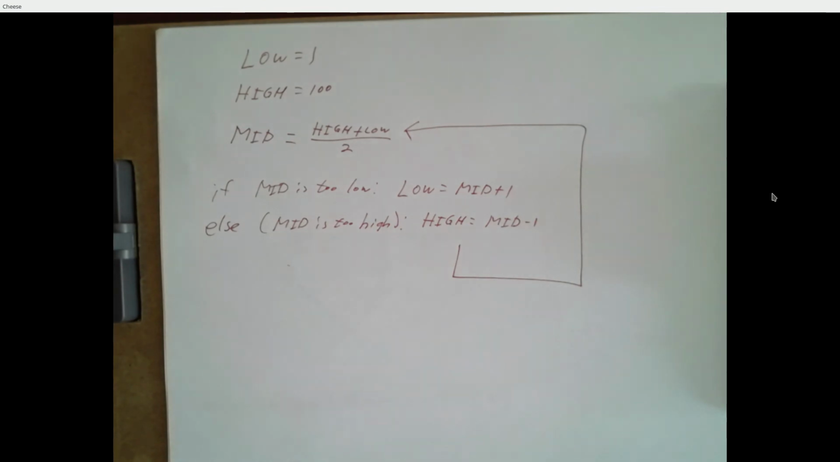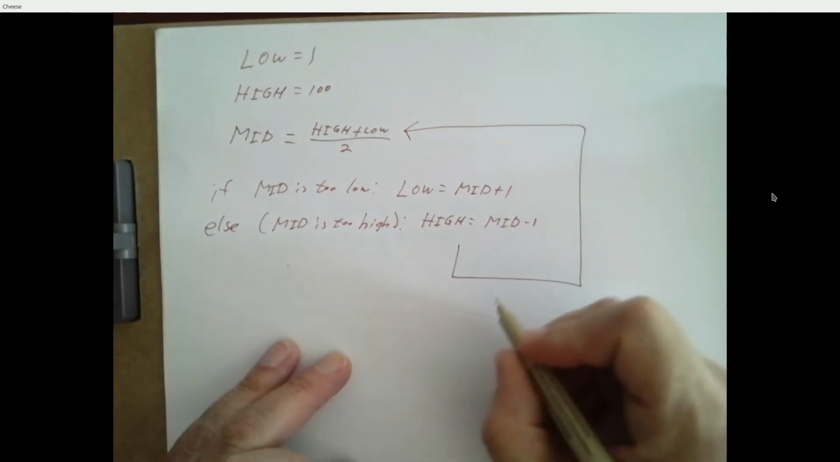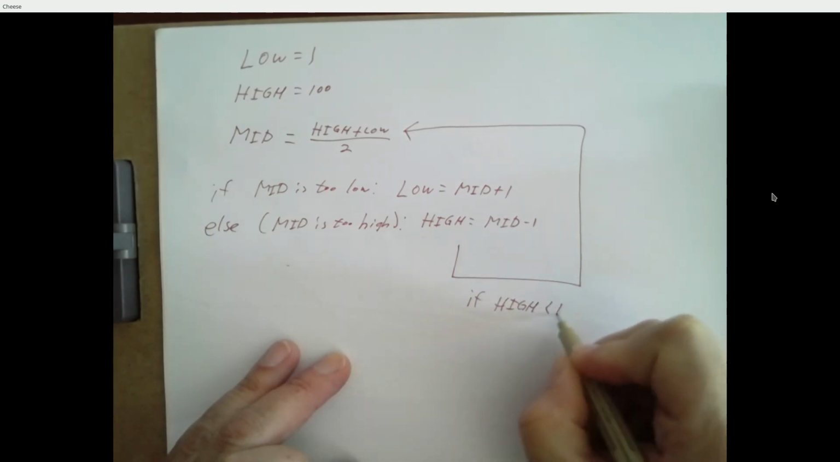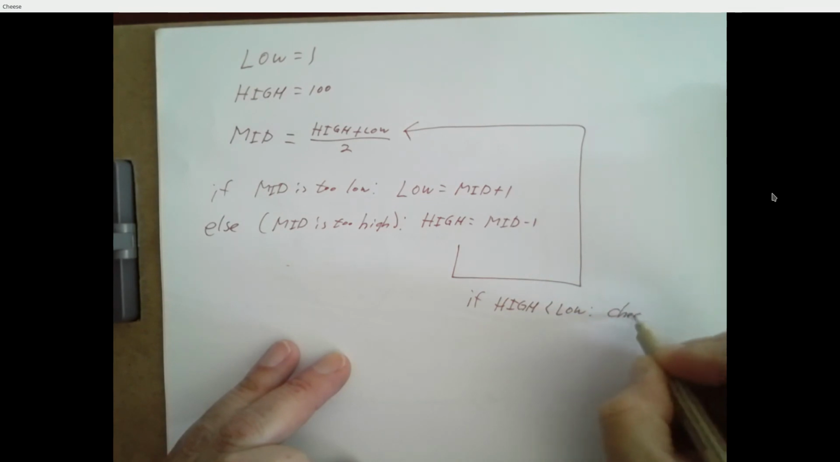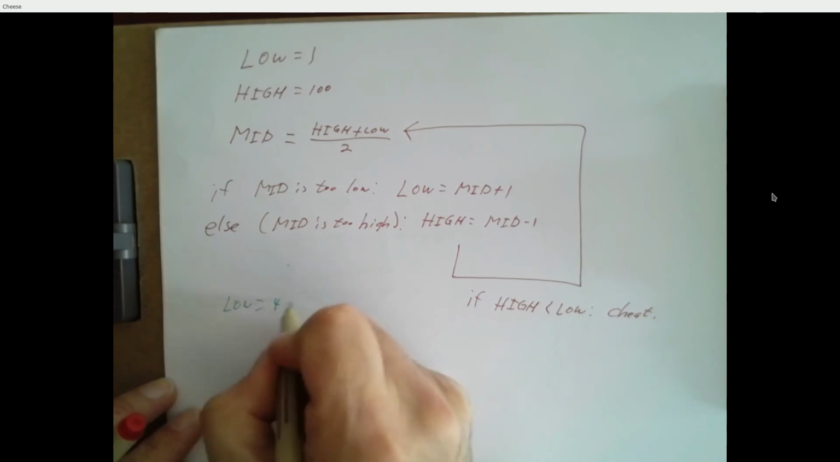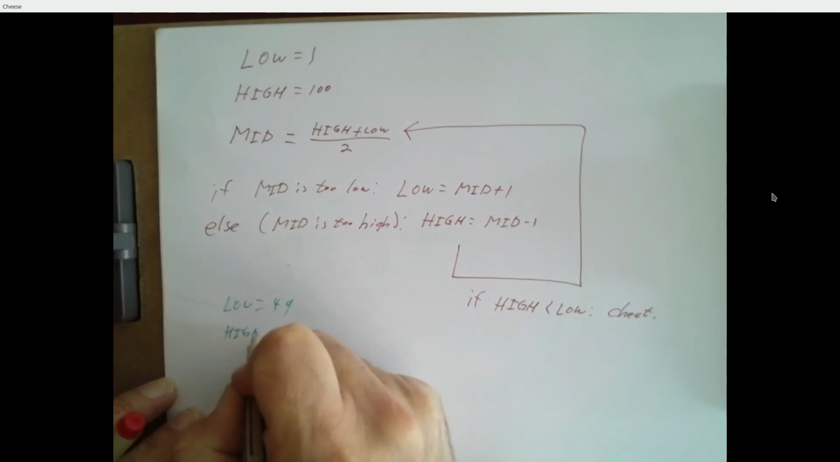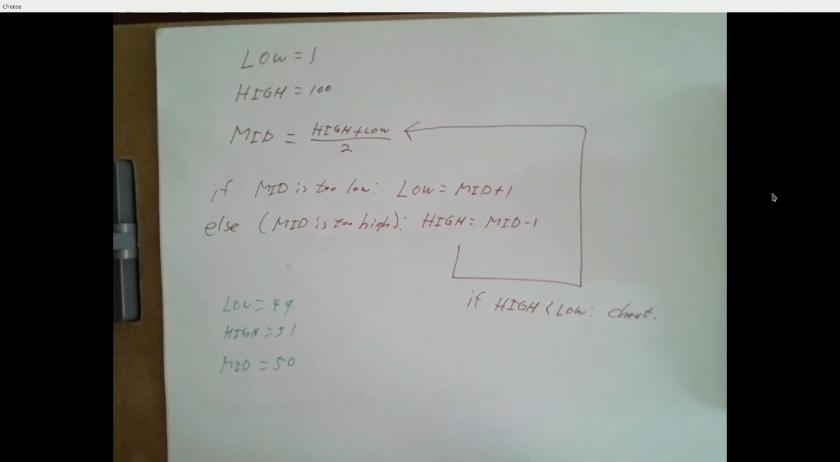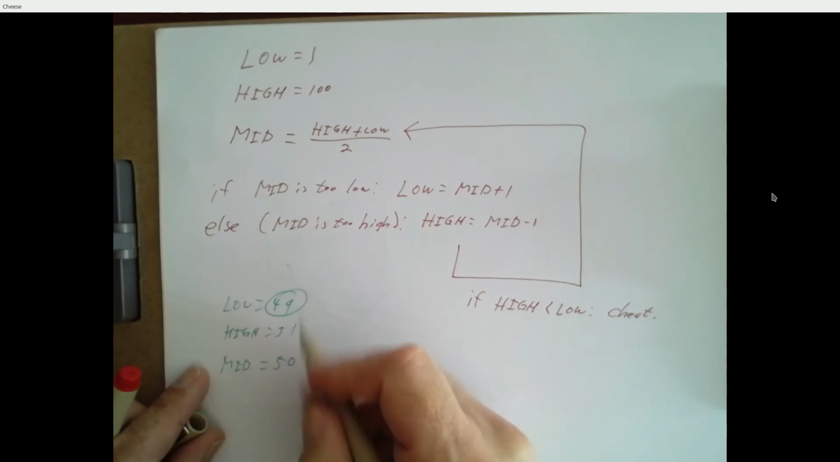All right, so as we do this, as we change low and high, we always want to do a check and see if high is smaller than low. And if it is, then there's cheating going on. So high should always be bigger than or equal to low. And here's what can happen. Let's say low equals 49, and let's say high equals 51, and we pick the midpoint, and that's 50. And let's say the person's actually thinking of 49. Okay, so this is actually the correct answer. But we've sandwiched it down to somewhere between 49 and 51.